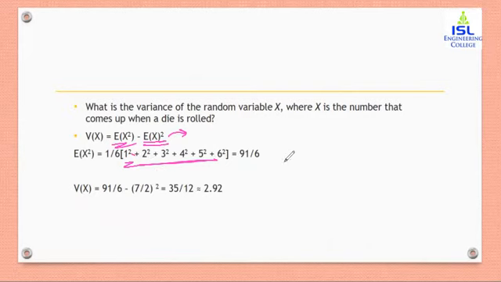Now the next topic will be recurrence relation, which will be for the next lecture.